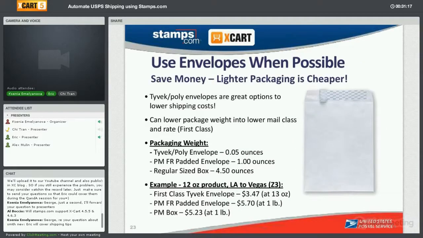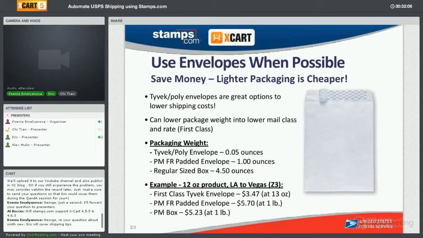Another great way to save is to use envelopes instead of boxes wherever possible. Of course, this tip is not going to work with every product since some items are breakable. But if you have a durable product, and there can be a ton of different items that would work, such as golf balls or sporting equipment, things that are very durable, or even clothing and T-shirts, you could use a Tyvek or a poly envelope. The beauty here is that Tyvek or poly envelopes are really durable, but they only weigh a half an ounce, compared to a typical box that weighs 4 to 4.5 ounces. This can help you keep your overall shipping weight low, and hopefully get you into a lower mail class, mainly first-class package service.